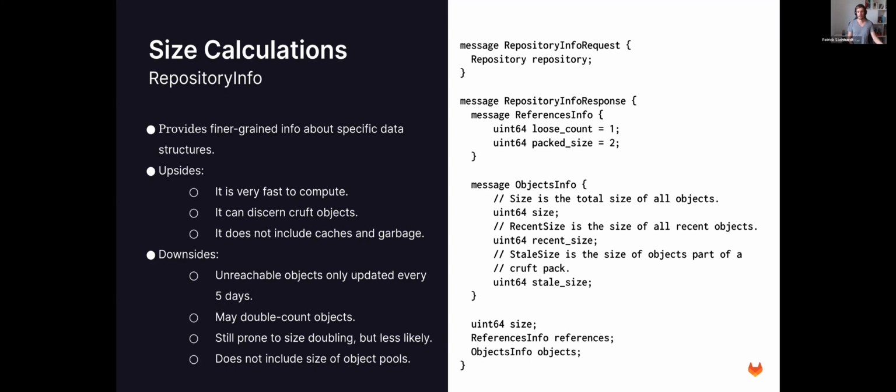But still, the size could still be doubled if you're very lucky and hit a specific race condition. And last but not least, it also still does not include the size of object pools because it only goes to that one repository.